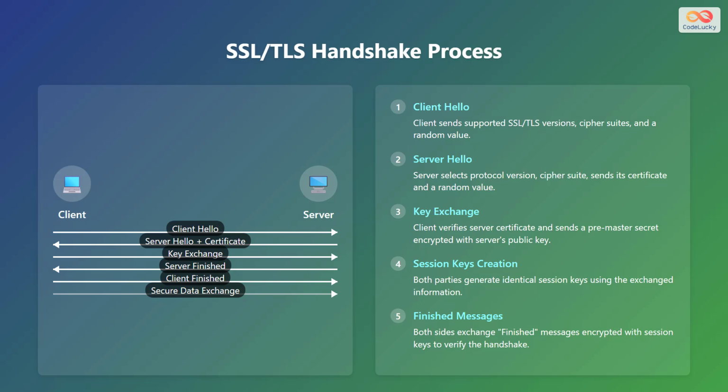random value. 3. The client verifies the server certificate and sends a pre-master secret encrypted with the server's public key in key exchange. 4. Both parties generate identical session keys using the exchanged information. 5. Both sides exchange finished messages encrypted with session keys to verify the handshake.